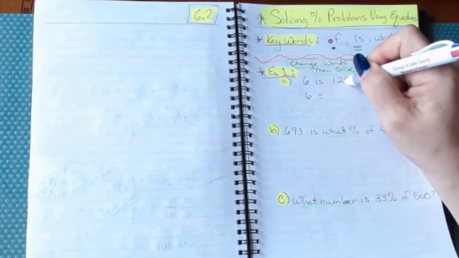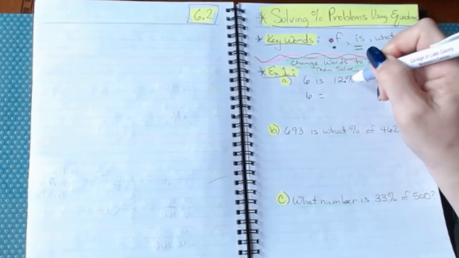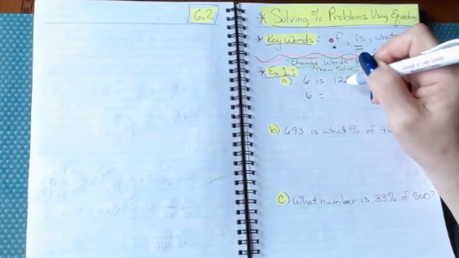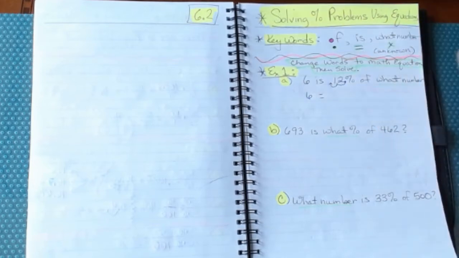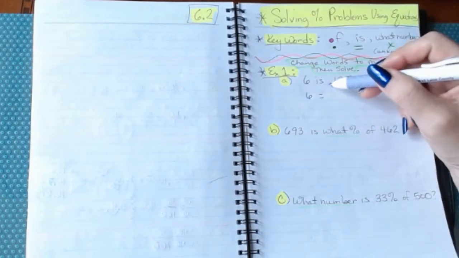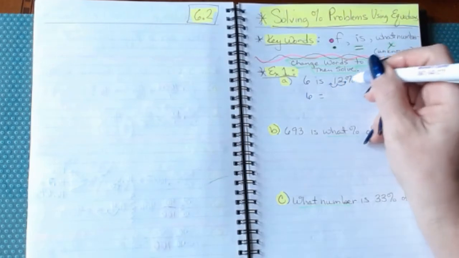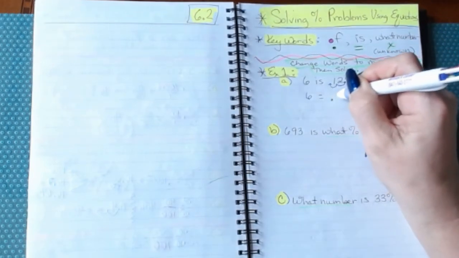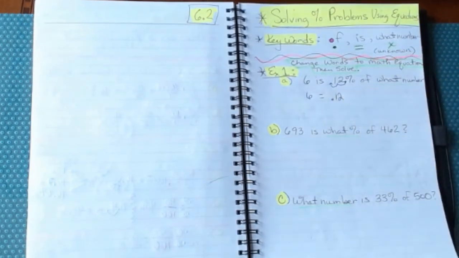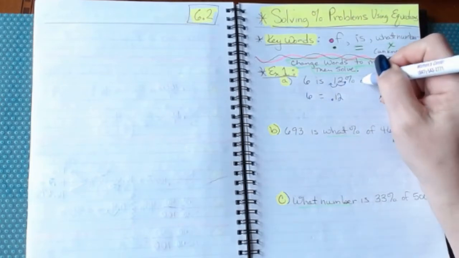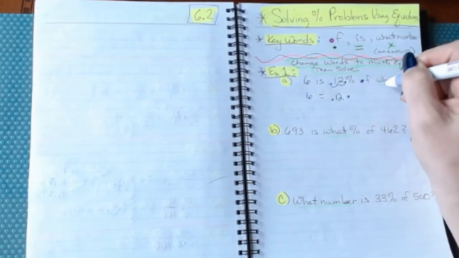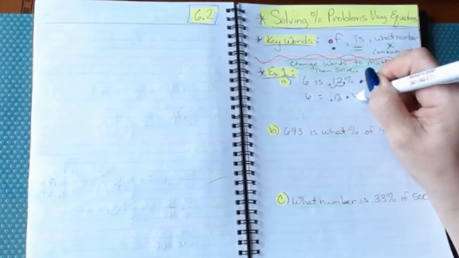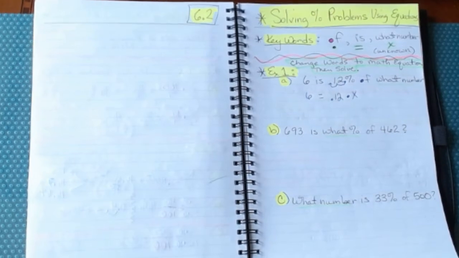Your decimal is at the end of this number since we don't see it. And when we're changing a percent to a decimal, we move that decimal 2 places to the left. Or in other words, we divide by 100. So 12% will be written as 0.12, okay? Of, what do we say of is? Times. What number? There's our x.